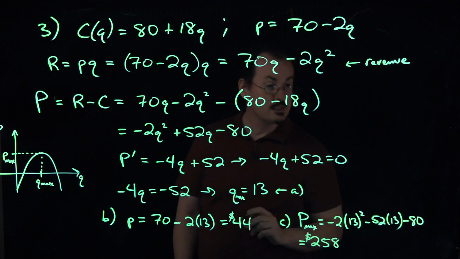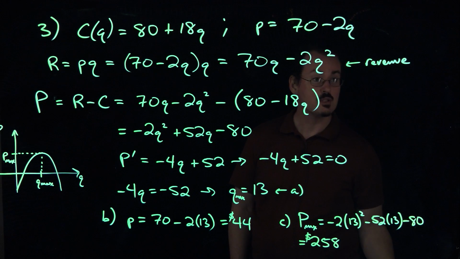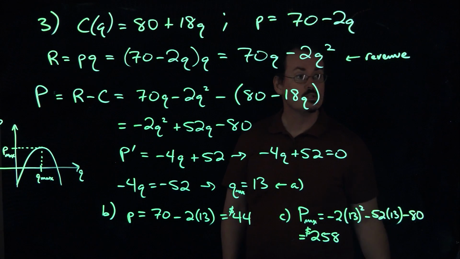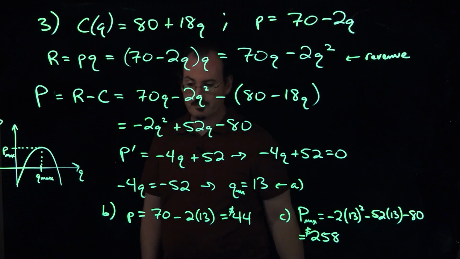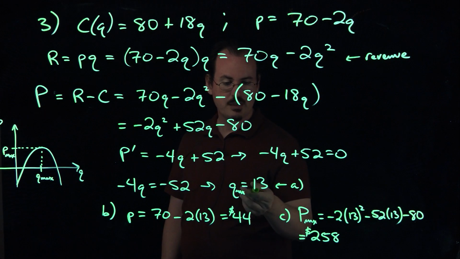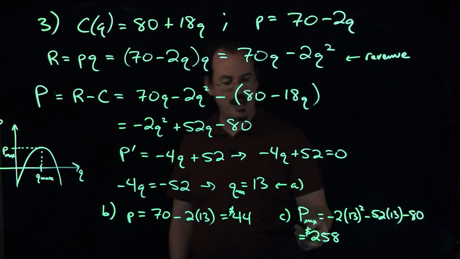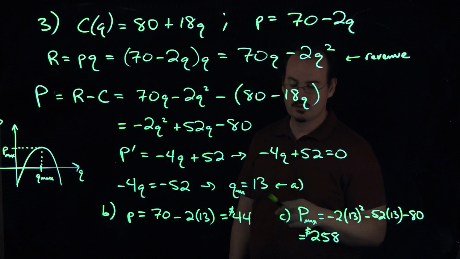$258 is the maximum profit, and I hope we can see that. Let me just move this up a little, make sure we can see it. $258 is your maximum profit. So we found 3 things. How many items do we have to sell to maximize profit? 13. How much do we have to charge to maximize profit? 44. How much maximum profit will we actually make? $258.